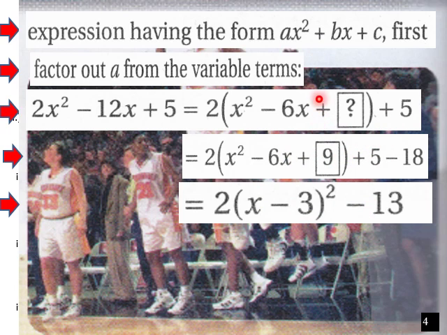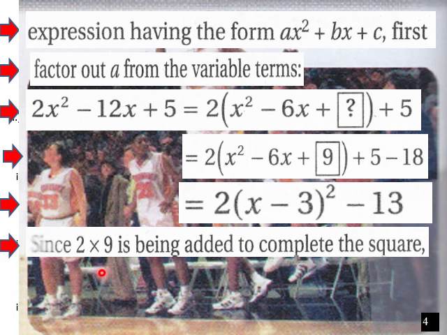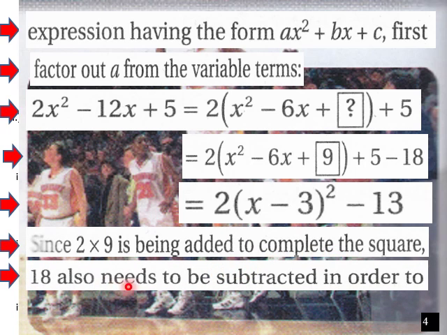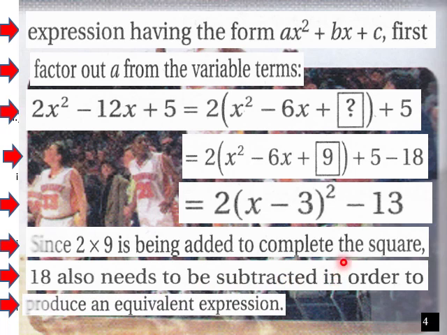So this can be tricky because it is inside of parentheses. This is how you handle that, because you factored out a 2, and you don't forget that when you add your term out here of negative 18. Since 2 times 9 is being added to complete the square, 18 also needs to be subtracted in order to produce an equivalent expression. So we're adding it and then we're subtracting it. And then when we do that, we get negative 13 outside of this situation here.